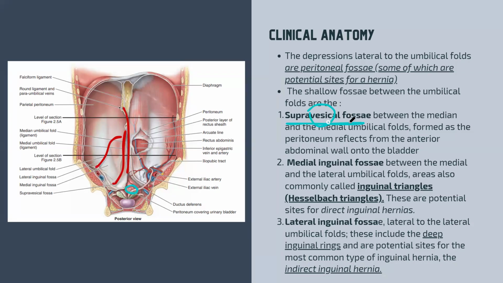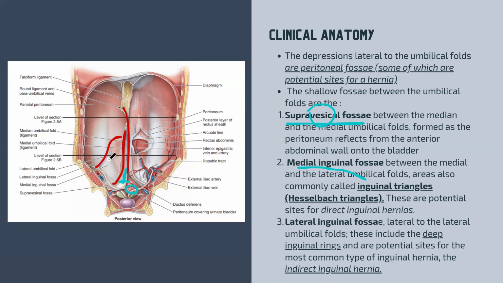Supravesical fossa, which is between the median and medial. This is number one, okay? And this is a reflect of the anterior abdominal wall into the bladder. The medial inguinal fossa here, which is called the inguinal triangle.